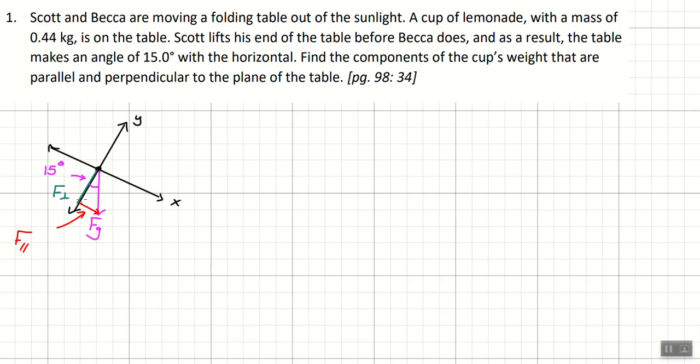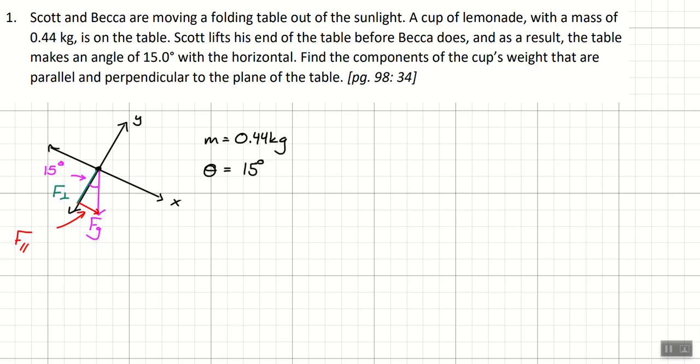Cool. Now, if we know that this is 15 degrees, all we're really looking at is this triangle at this point. Cool. Let's write down our knowns and see that this problem is not too terrible. What's the mass? Is that a lot of lemonade? It's like 16 ounces. It's half a liter almost. Okay. I have theta is 15 degrees. And that's it.